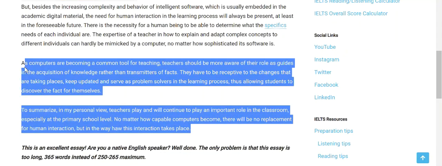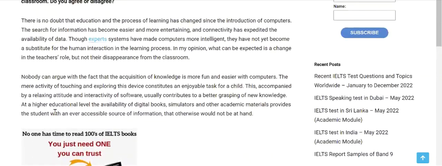At the end, look, you have two paragraphs. Maybe you should have one paragraph. Maybe you should merge these two as one. But you have a summarization paragraph where you have to summarize everything. So, remember, how many words?